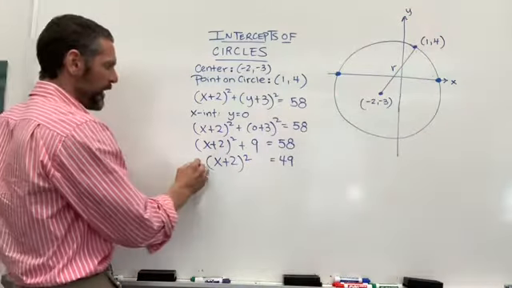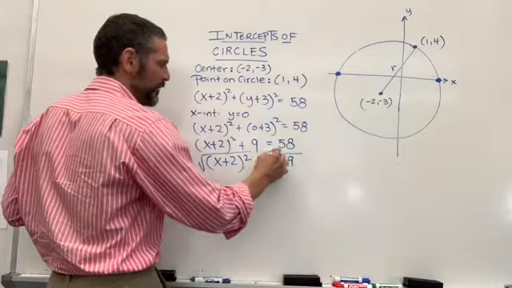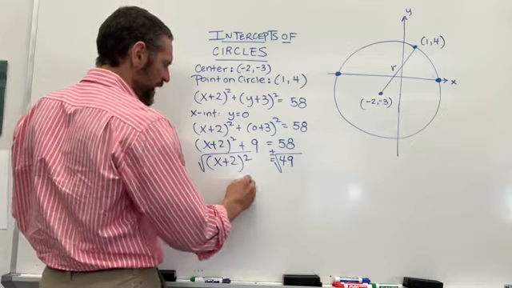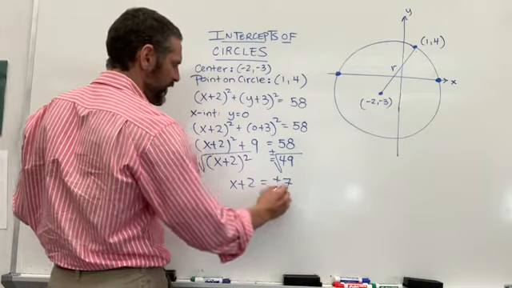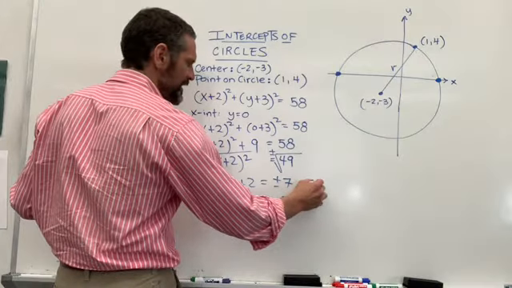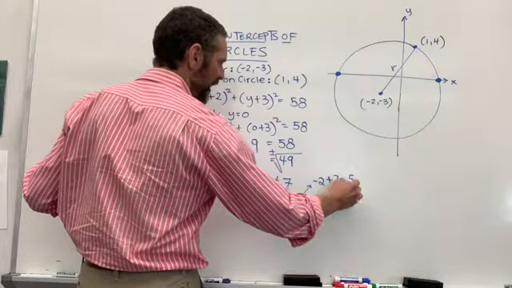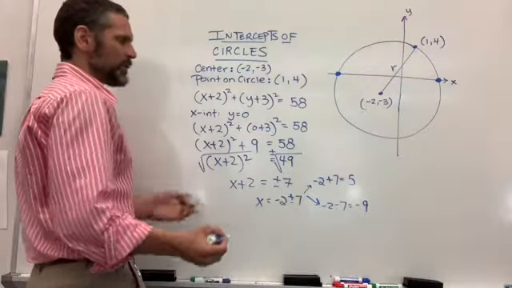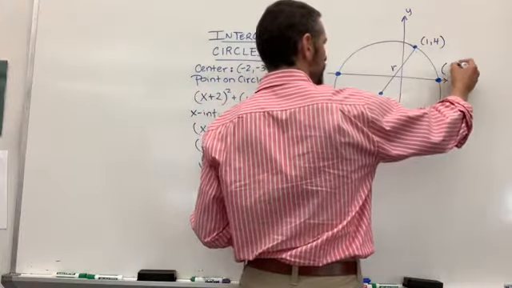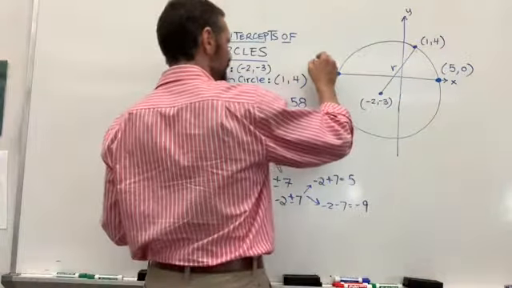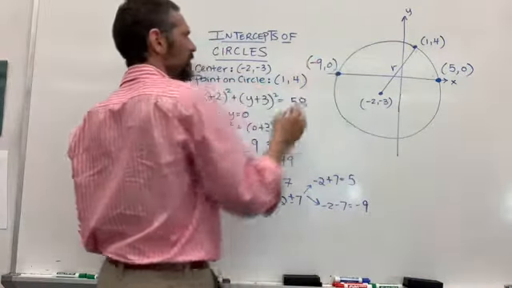Now, I'll take the square root of both sides. Don't forget when you do that, when you're solving an equation, you're going to do plus or minus the square root of 49, which will leave you with x plus 2 equals plus or minus 7. So x is equal to -2 plus or minus 7. So that's -2 plus 7 is 5, and -2 minus 7 is -9. So I know that these points are 5, 0. Don't forget, when we're finding the x-intercept, we're putting 0 in for y. And here I'm getting -9, 0.